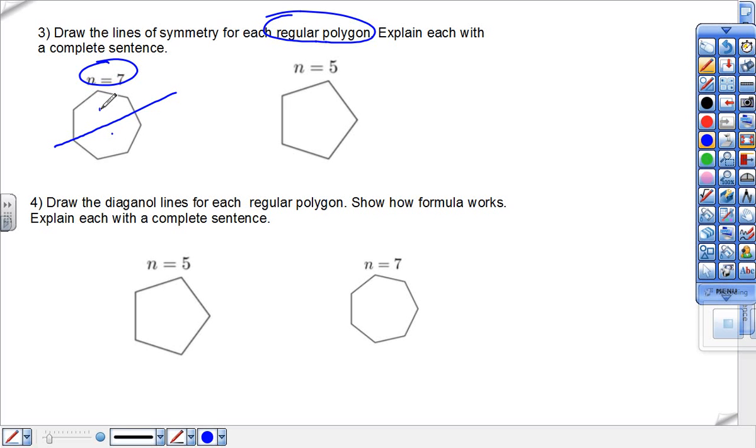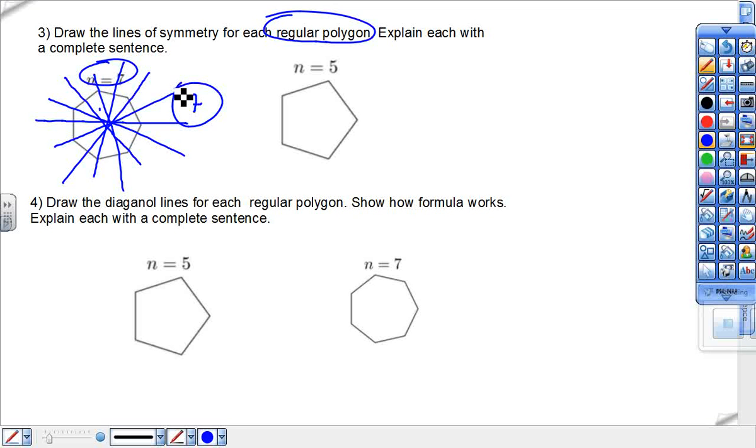1, 2, 3, 4, 5, 6, and 7. I didn't draw that last one very well, but those 7 lines will cut that exactly in half. It has 7 lines of symmetry, or the number of sides. A pentagon will have 5 lines of symmetry, always equal to the number of sides.